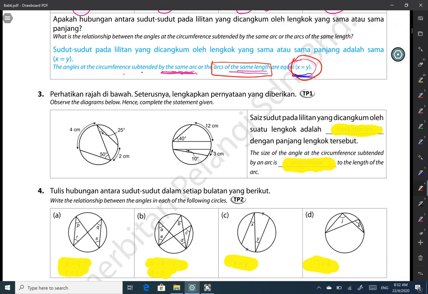Observe the diagram below, hence complete the statement given. So we see, if same length, that means their arc is the same. If this one is 2 cm, the angle is 25. If this one is 4 cm, 这个是 4 cm 的话, 那么是不是 2 乘 2? That means it's 2 times 2. So our angle also times 2. Same with this one. This one is 3. The angle is 10. So 3 times 4 equal 12. That means our angle also must times 4. 10 times 4 equal to 40. So the size of the angle at the circumference subtended by an arc is proportional. 就是说比例, 成比例, 所以对比成比例.